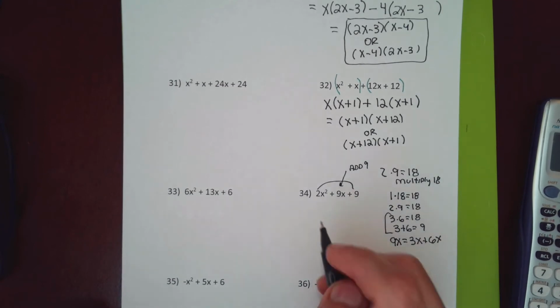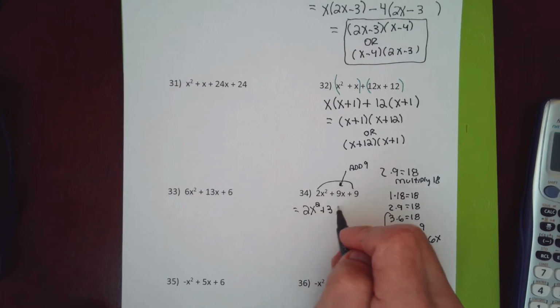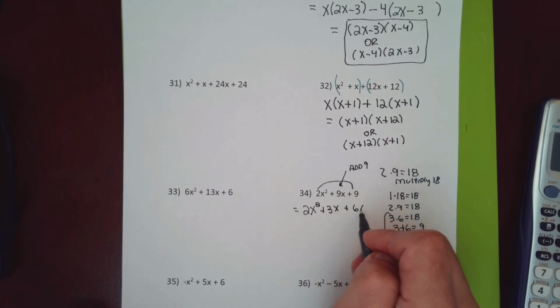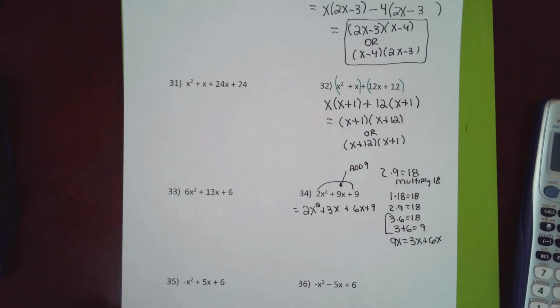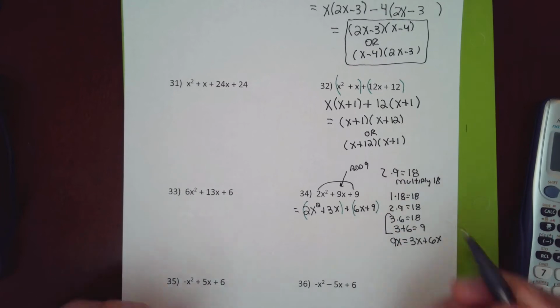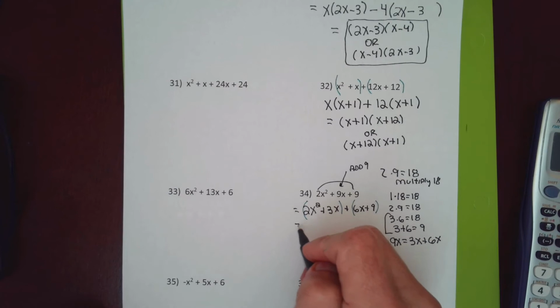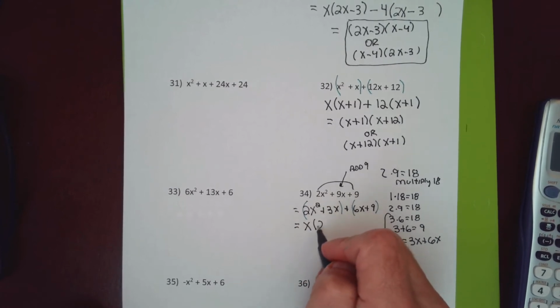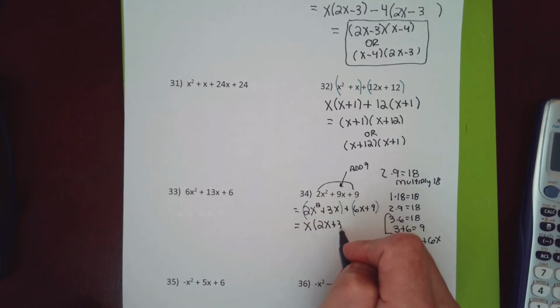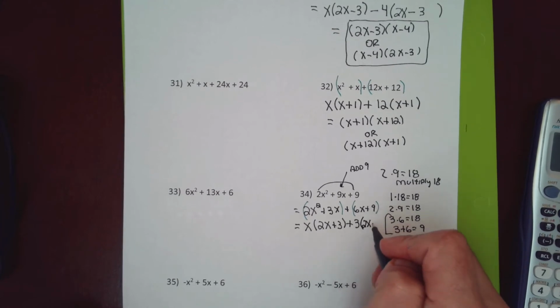That doesn't matter. So I'm going to take this problem and rewrite it as 2x squared plus 3x plus 6x plus 9. I have four terms now. I'm going to introduce my sets of parentheses. Sign goes in front of the second parentheses because it's plus. First parentheses, I'm going to factor out an x and be left with a 2x plus 3. Second parentheses, I'm going to factor out a 3. I'll divide 6 by 3 and get 2, and I'll leave the x. I'll divide 9 by 3 and get 3.